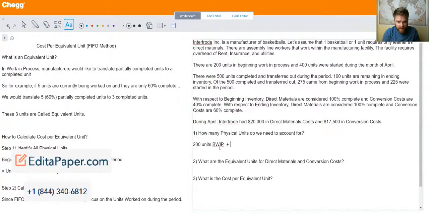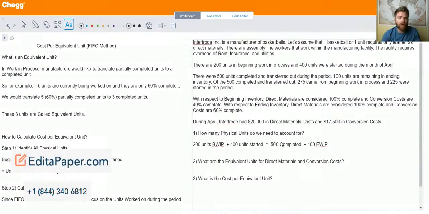Plus units started during the period, which is 400 units started, equals, looks like we have 500 units that were completed and transferred out, plus 100 units in ending work in process. Just like that. So that's the number of units that we need to account for, which is basically 600. As you can see, both sides are equal to each other.